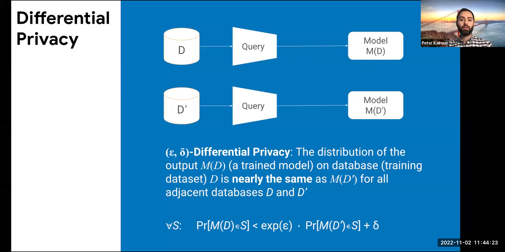Now, one way to measure statistical distance between distributions is as shown on the bottom of this slide. This is in the literature of information theory known as max divergence or infinite divergence. And it's quantified by two parameters, epsilon and delta.